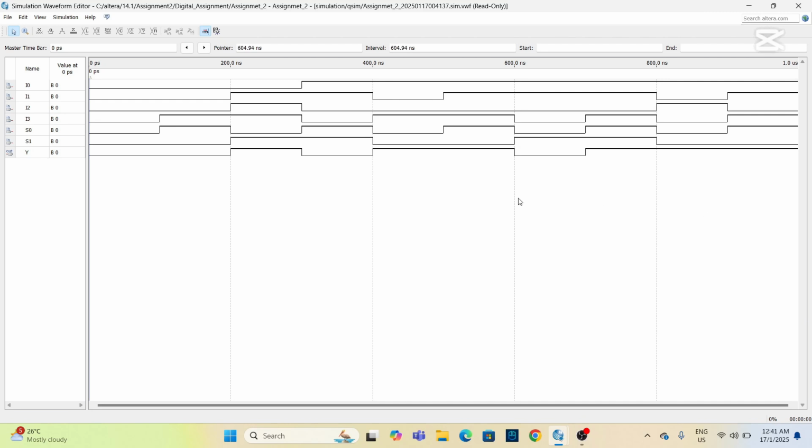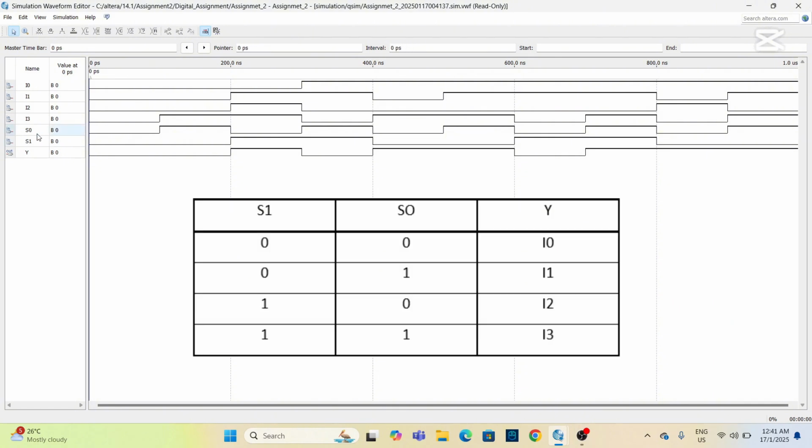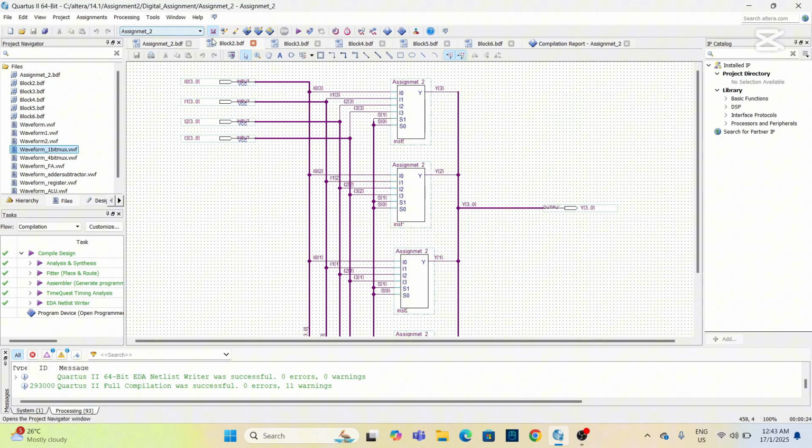This is the waveform simulation of a 1-bit 4-to-1 multiplexer. First, we will look at the control signal. We will see this example. Both S0 and S1 are high, so the output selected will be I3, which is 1. And also, for this, S1 is 0 and S0 is 1, so the output selected will be I1, which is high. Next, we will go to the 4-bit multiplexer.